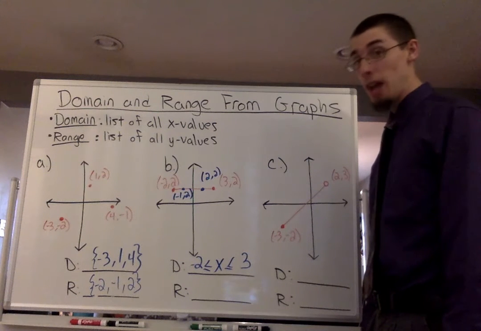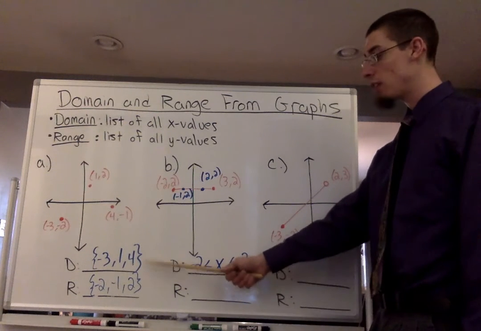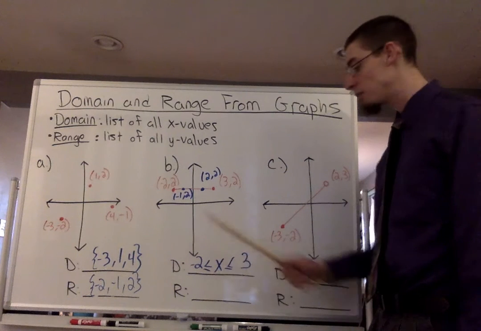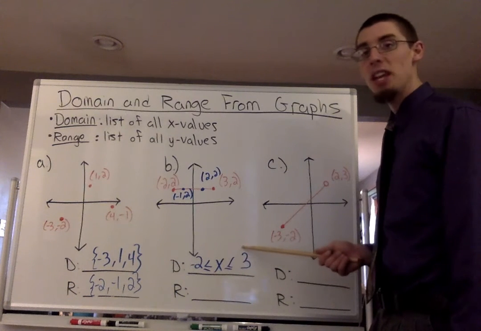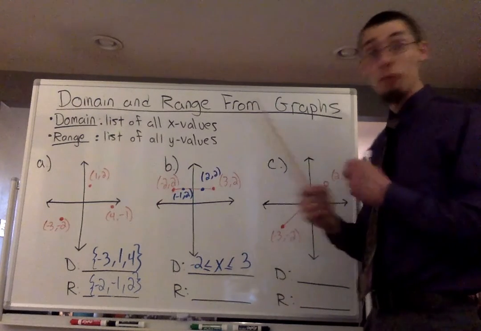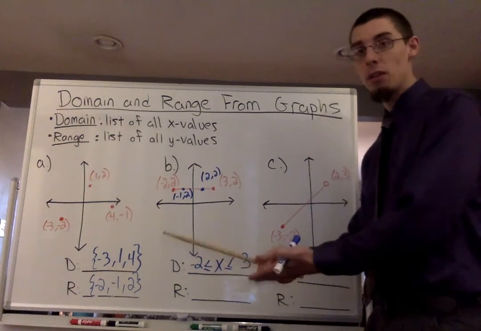So sometimes your domain and range could be just a list of numbers. Sometimes you might have to use an inequality to show a whole list of numbers that you couldn't just write out on paper.